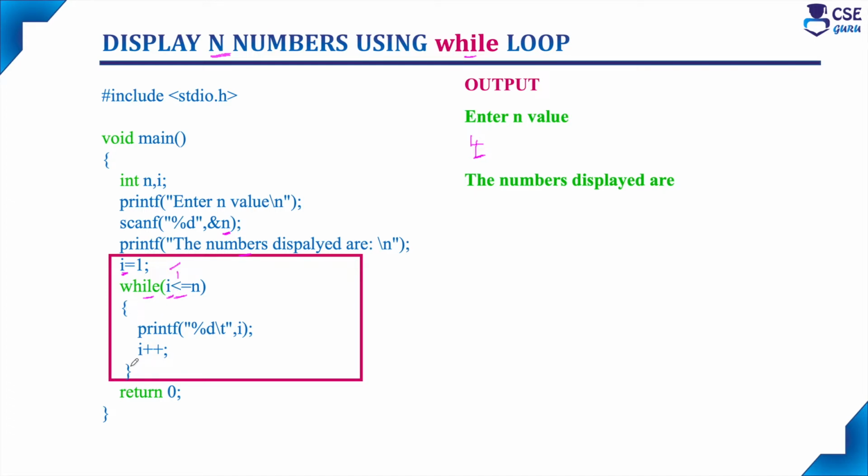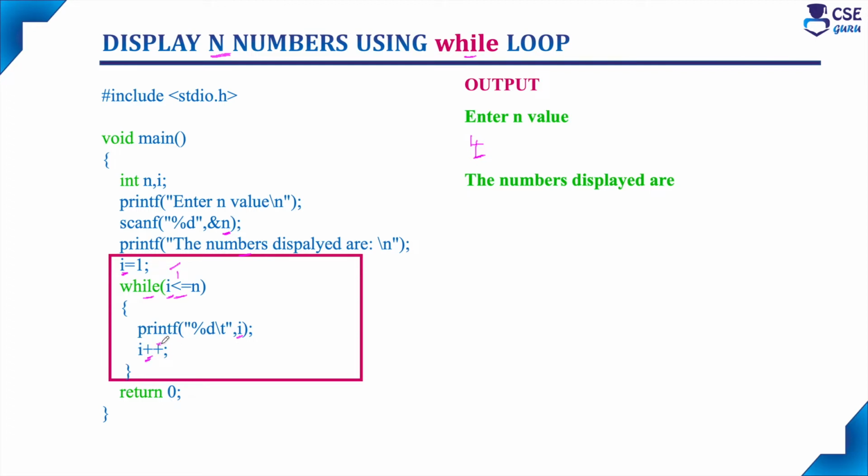So the body of the loop is nothing but the statements placed within this curly brace. So it will allow the body of the loop to execute once. Within the body of the loop, there are two statements. One is the printf statement to display I value and another one is the I variable updation. So here we have incremented the I value.